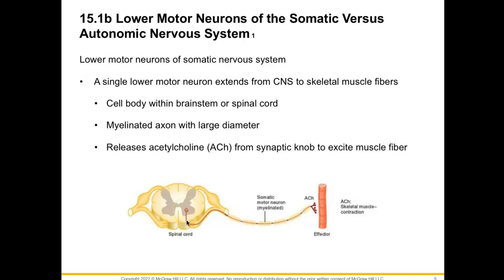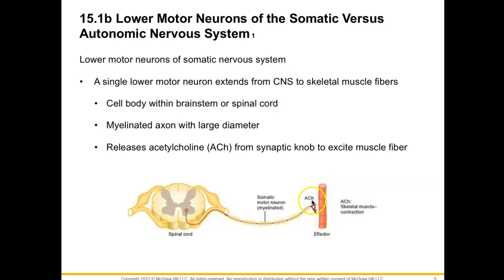And that single lower motor neuron is going to extend out this ventral root through the mixed spinal nerve, and then will course through a myelinated axon with a larger diameter over to its target organ, which is the skeletal muscle.